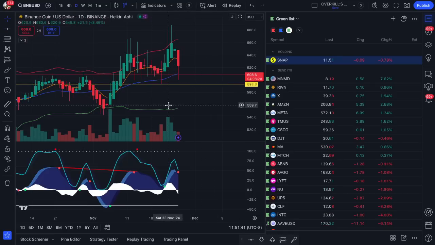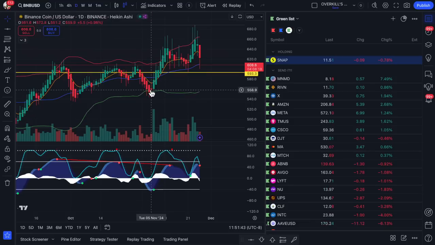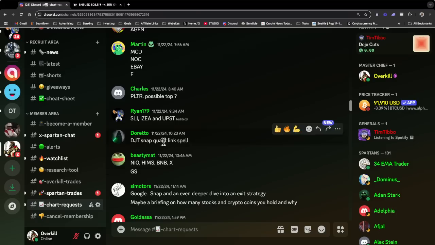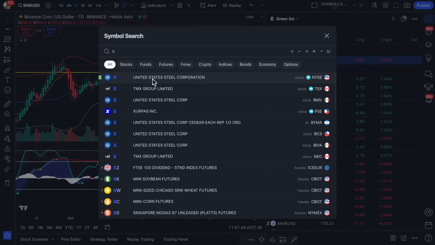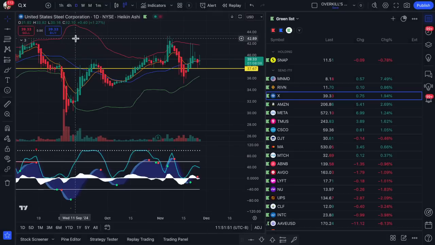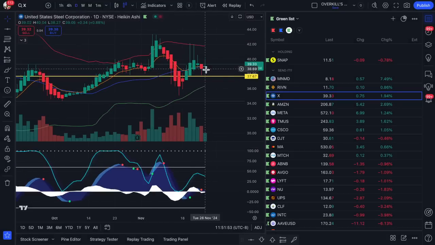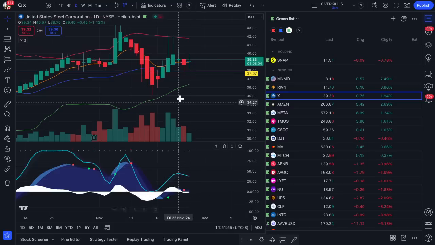If that breaks, we'll probably come back down and tap this green line just like we did right there, right around 558. We got X. This is a steel company. This one had a nice move today. It had a red dot yesterday. So watch for this in the crypto markets tomorrow.